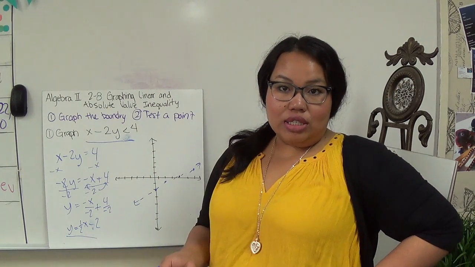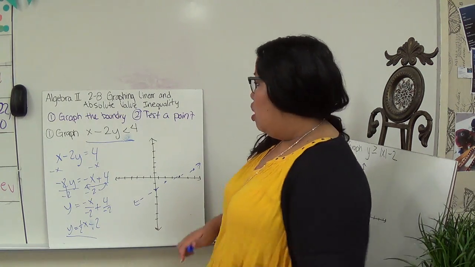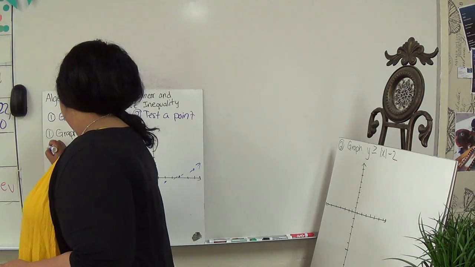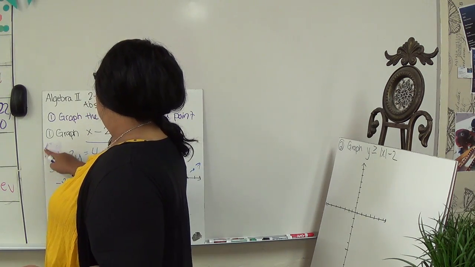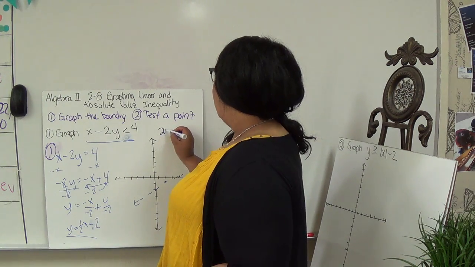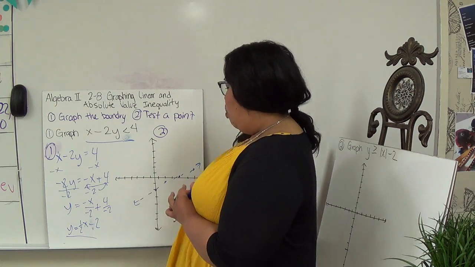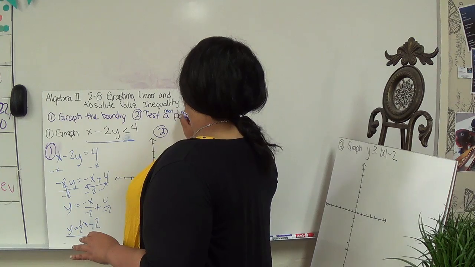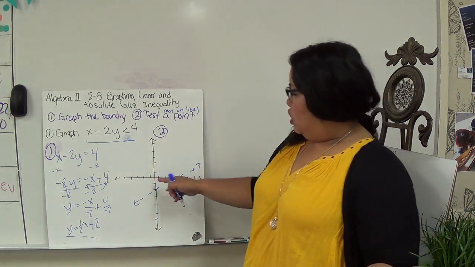And the question is, there's only one part I can shade. How do I find out? The first thing is I'm going to draw the line. This is step 1: I graph the boundary. And then step 2, I'm going to test a point. So basically, I'm going to pick a point that's not on the line. It can't be on the line. So I'm going to choose an easy point, which is 0, 0.